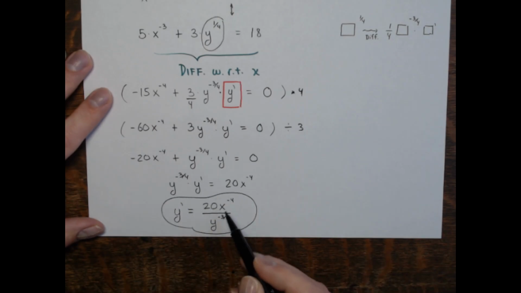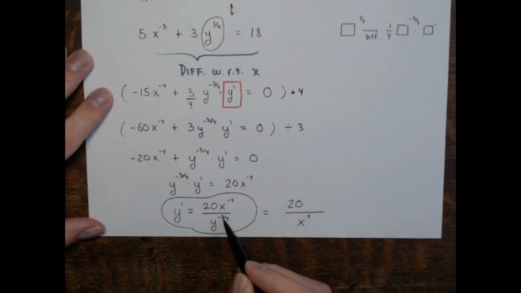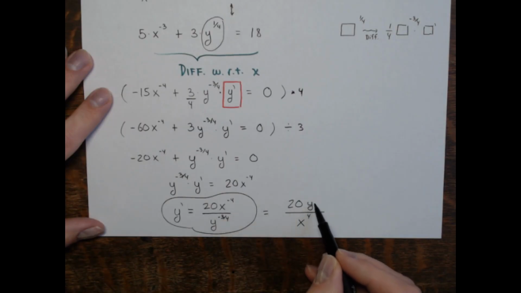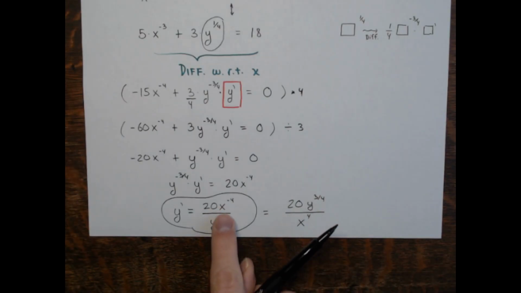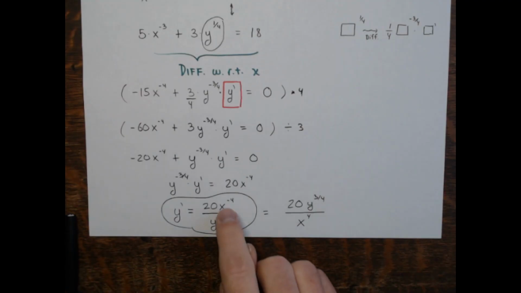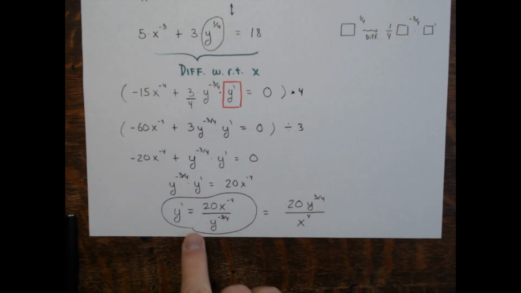Now they might be rewriting it so that the powers aren't negative, so you'd put the x to the positive 4th in the denominator and y to the positive 3/4 in the numerator. These would be equivalent, but I'm going to write it the way I had it. There's an expression involving the x coordinate and y coordinate of any point on this curve that we were given, and stating the slope of the tangent line, the first derivative.